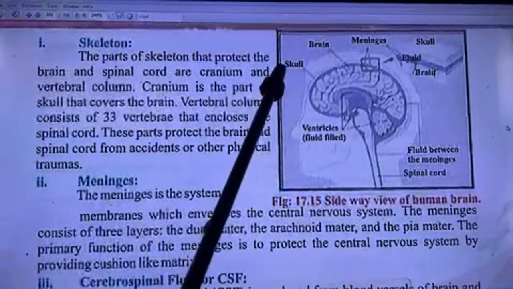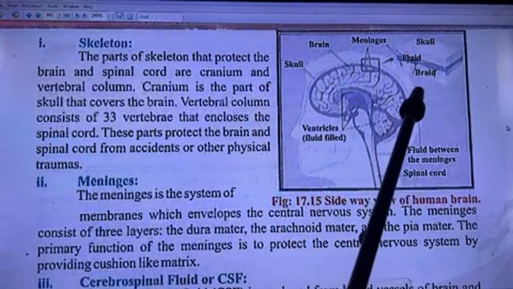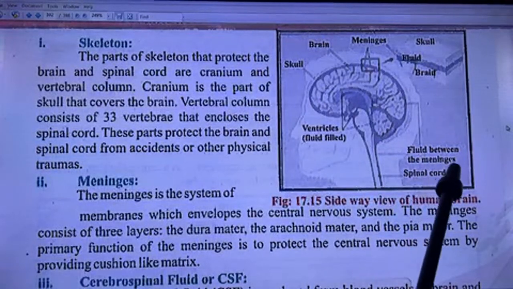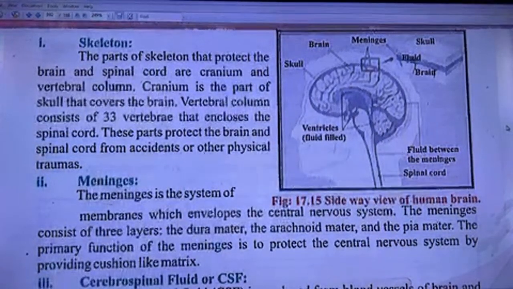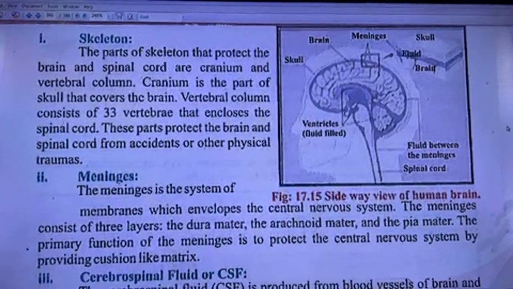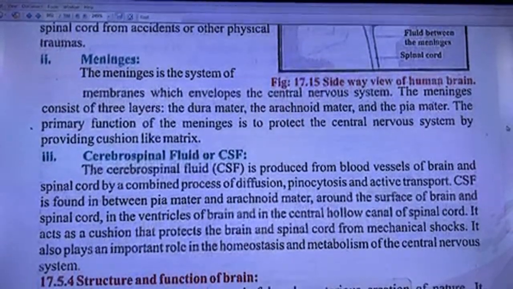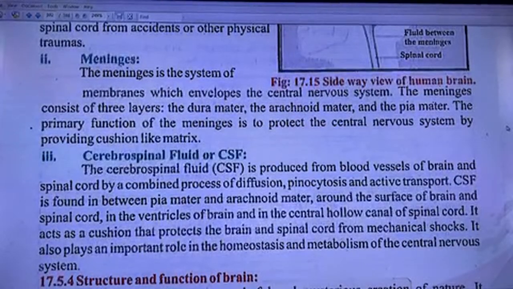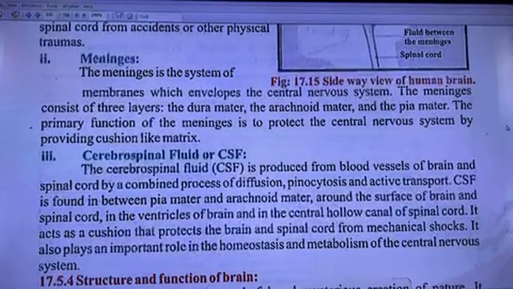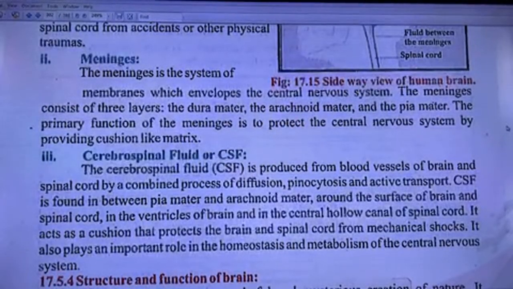Ventricle, fluid-filled skull, brain, meninges, fluid of brain, fluid between the meninges and spinal cord. Meninges. The meninges is the system of membranes which envelops the central nervous system. The meninges consist of three layers: the dura mater, the arachnoid mater, and pia mater. The primary function of the meninges is to protect the central nervous system by providing a cushion-like matrix.